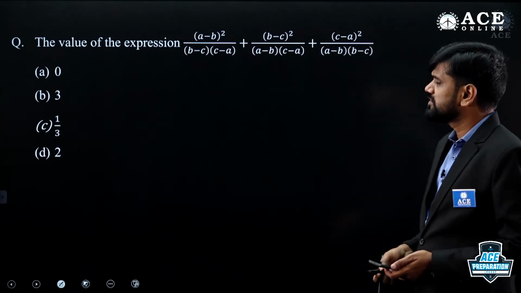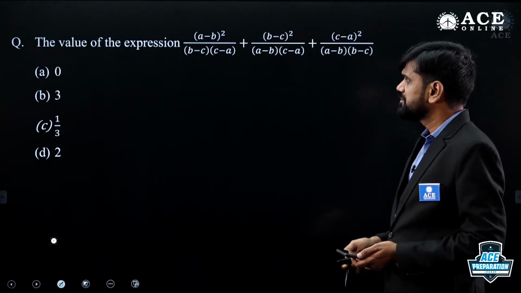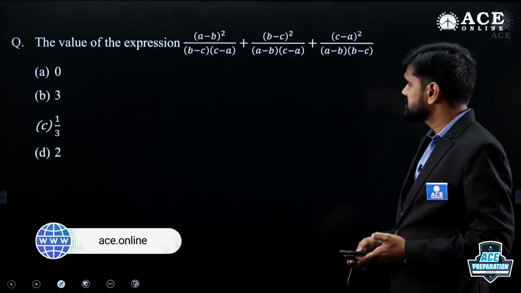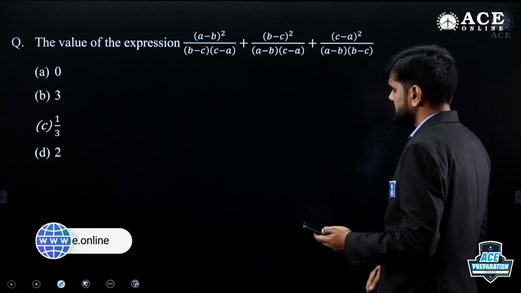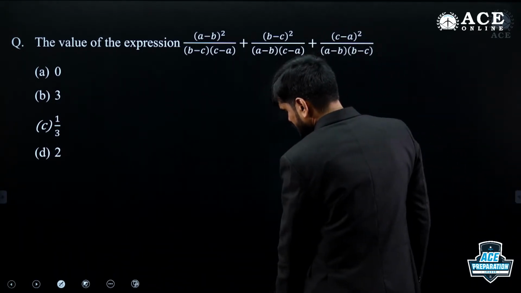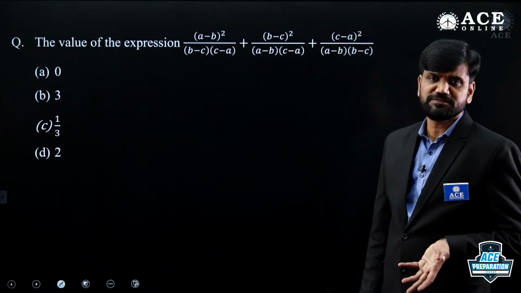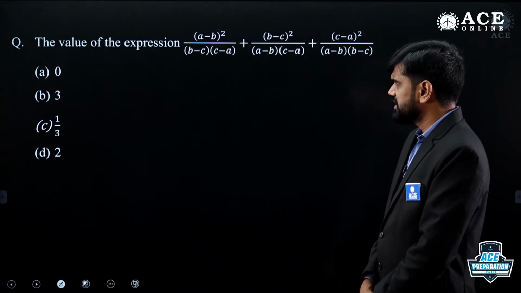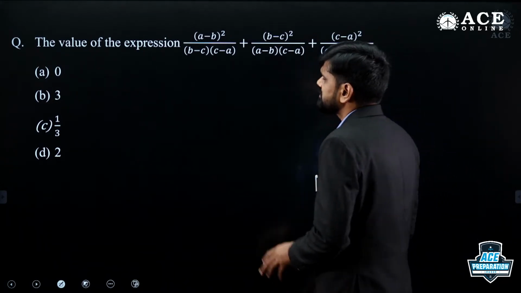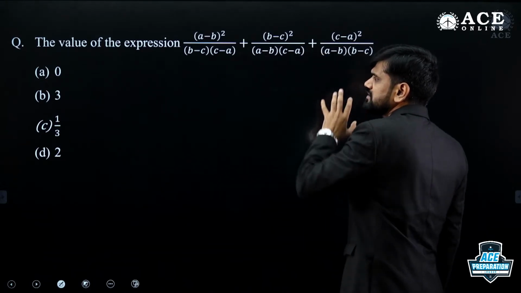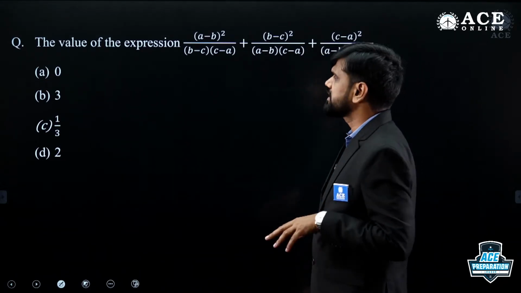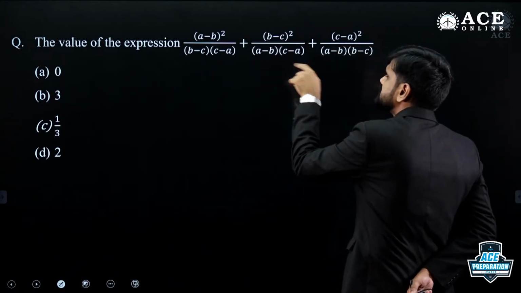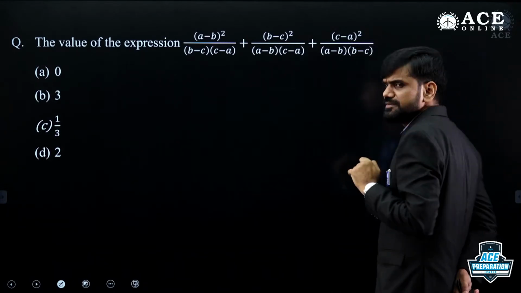They are asking you for the value of the expression: a minus b whole square by b minus c into c minus a, plus b minus c whole square by a minus b into c minus a, plus c minus a whole square by a minus b into b minus c. So here, what is missing? Try to take the LCM over here, or simply try to make the denominators equal. For that, a minus b is missing in the denominator here, b minus c is missing here, c minus a is missing here.